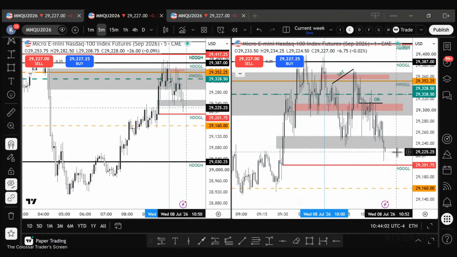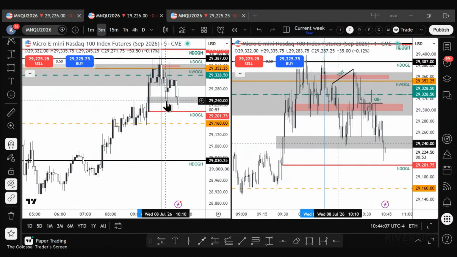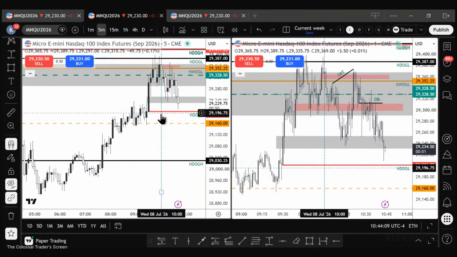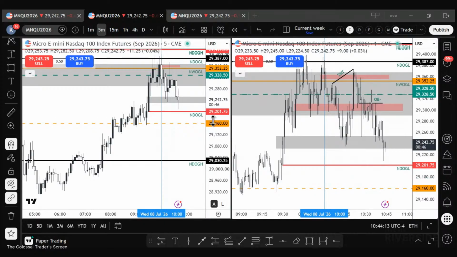Getting some nice movement. This needs to continue. Still are not over the hump yet. This 5 minute fair value gap, we need to get below that and below this new opening gap. Essentially, we need to break the structure before I feel very confident with this.